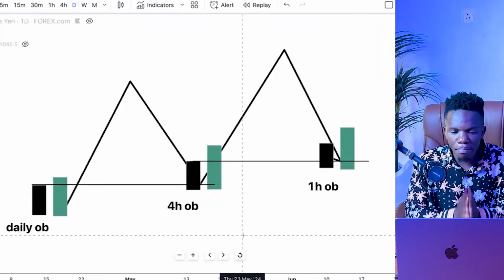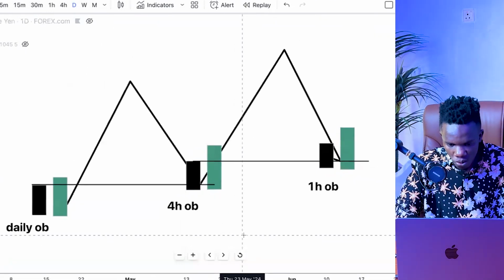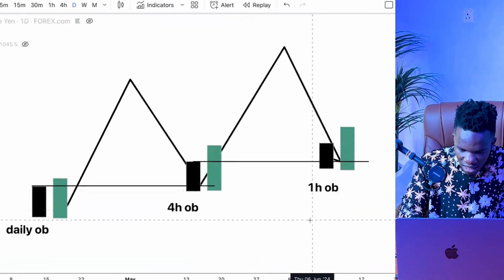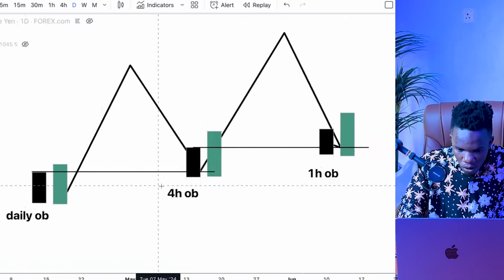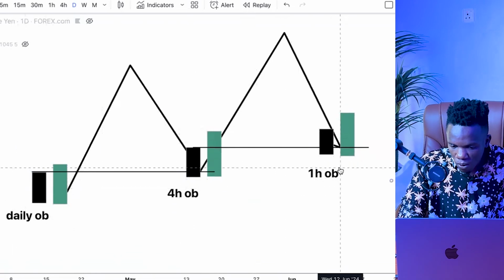Now, that will bring me back to this image I started with, okay? Remember this image I started with. You see, we have three order blocks right here. We have the daily order block. We have the 4-hour order block. We have the 1-hour order block.